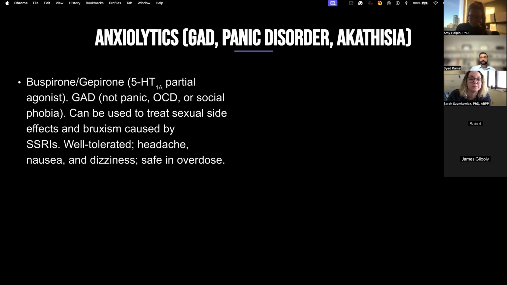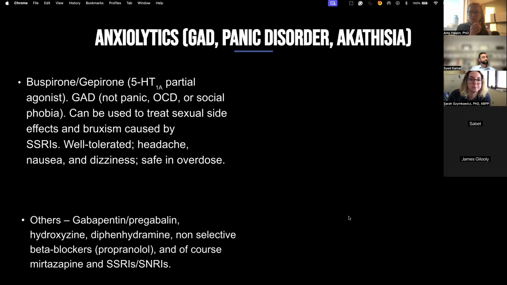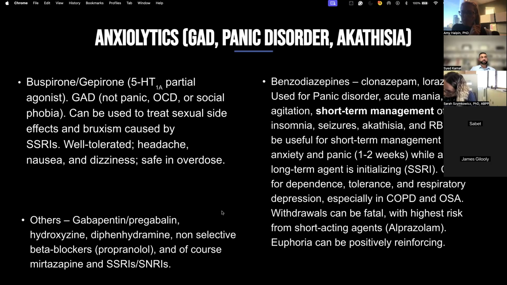Now we can talk about anxiolytics. So we spoke about buspirone with the 5-HT1A. We spoke about gabapentin, pregabalin. Another as-needed medication we'll commonly use is hydroxyzine, which is a little bit similar to diphenhydramine, but it doesn't have as much of the cognitive dulling effects. And then the non-selective beta blockers, mirtazapine, SSRIs, and SNRIs. I would say these are really the desired medications.